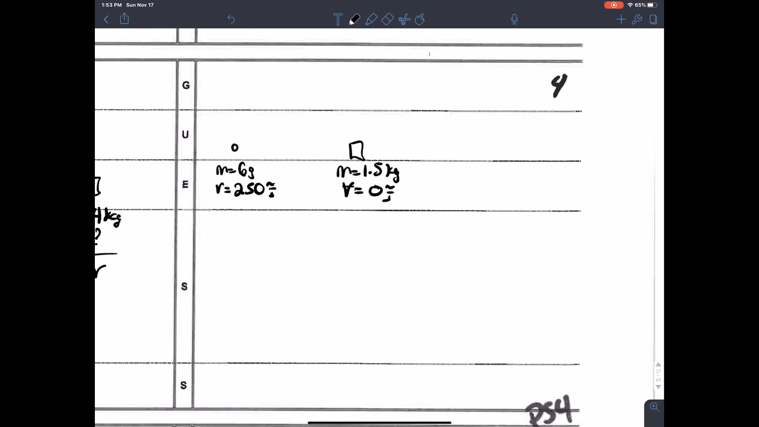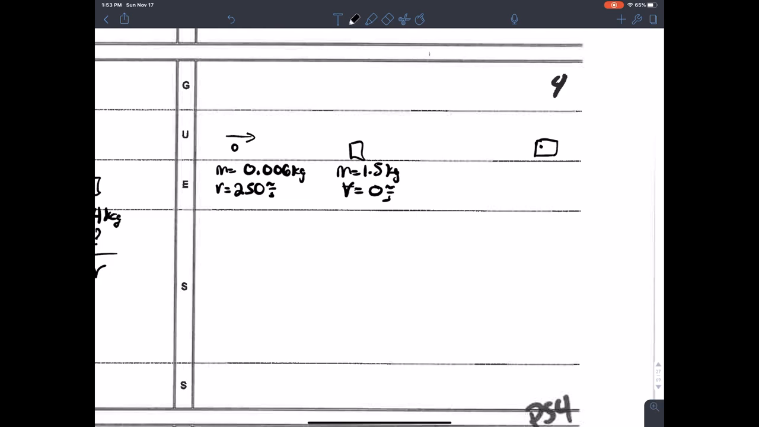And before we ever do anything, I'm going to change my 6 grams right into kilograms. So we're going to have 0.006 kilograms. The bullet's moving like this, and then afterwards, the bullet gets stuck into the block of wood.